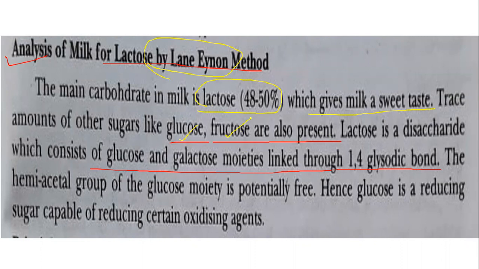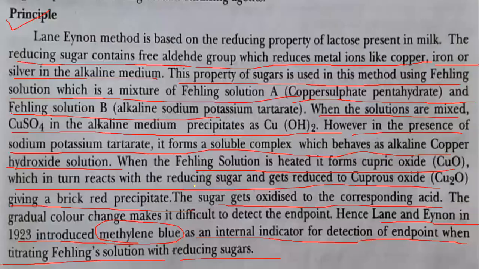Lactose is a disaccharide and consists of glucose and galactose moieties linked through a 1,4 glycosidic bond. Then the hemiacetal group of the glucose moiety is potentially free. Hence, lactose is a reducing sugar capable of reducing certain oxidizing agents. Now see, this method is based on the reducing property of lactose from the milk.